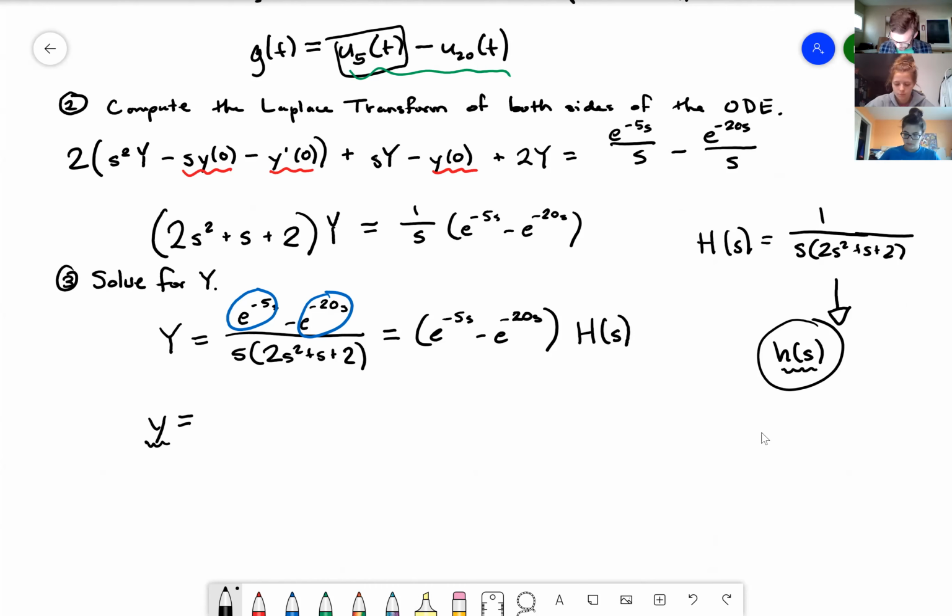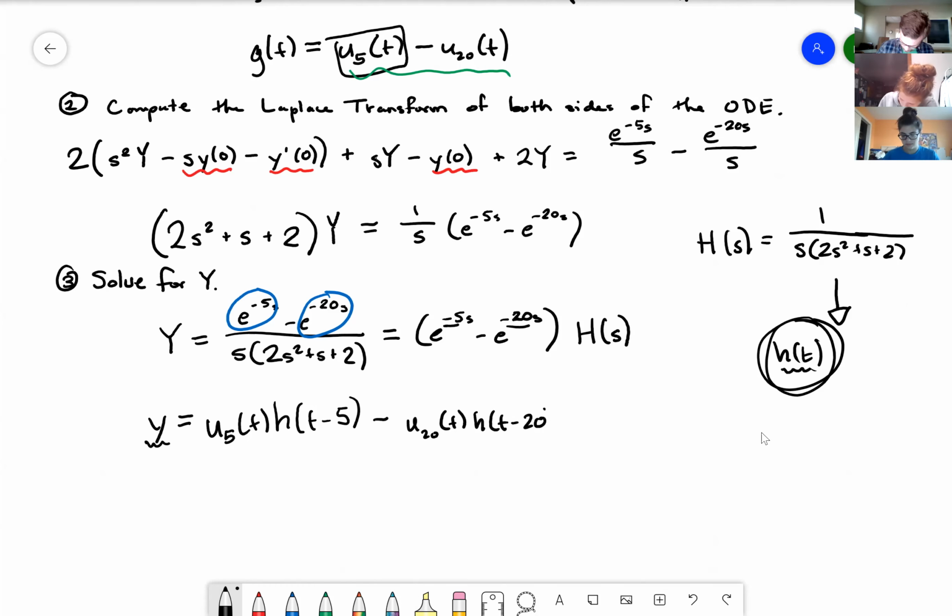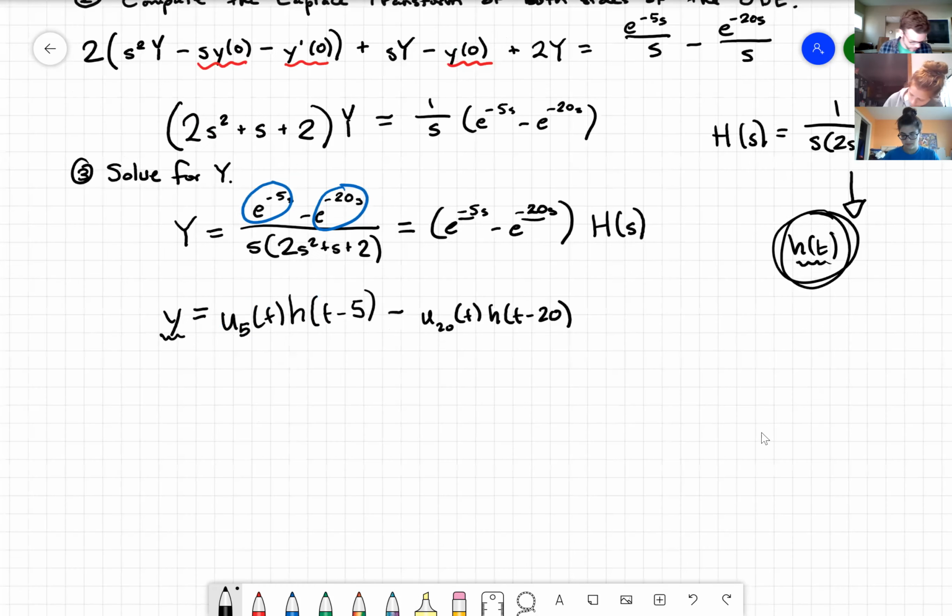Okay. So whatever we have h of s is, it's going to be shifted forward by 5 and by 20. So what we'll have is u5 of t h of t minus 5. All right, this should be in terms of t. Doesn't really matter, it's just a variable, but that's the convention we use. And then u20 of t, h of t minus 20. So that's the shifted version.